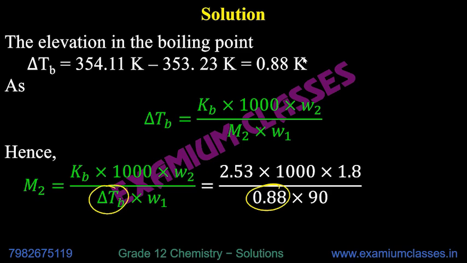M2 here is the molar mass of solute. Anything related to 2 is related to solute, Varsha. So the second part is solute, the first part is solvent. W is mass, so W1 is mass of solvent, W2 is mass of solute. Capital M is molar mass. M1 is molar mass of solvent, M2 is molar mass of solute.